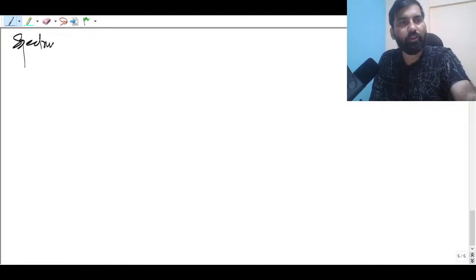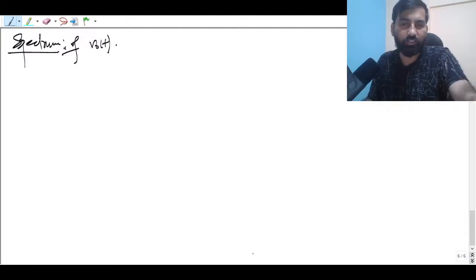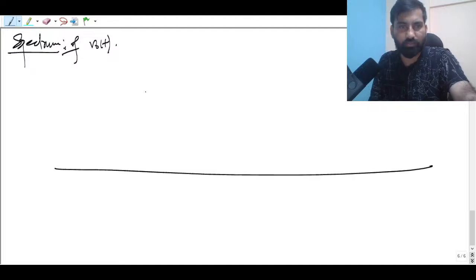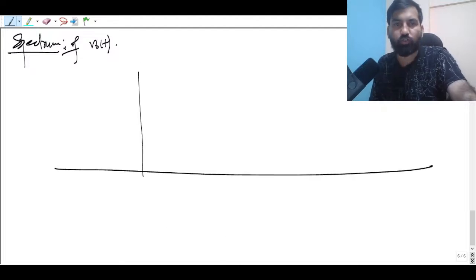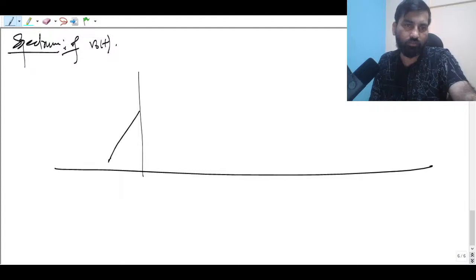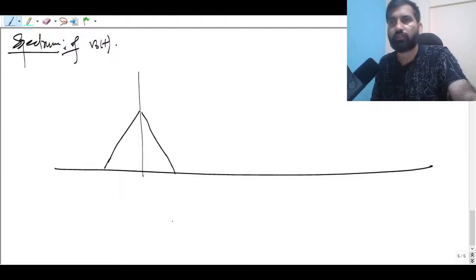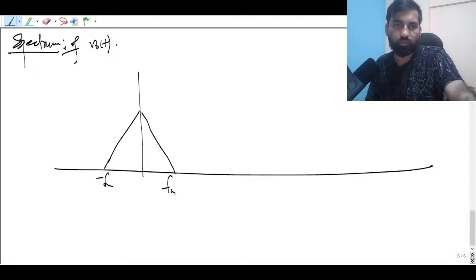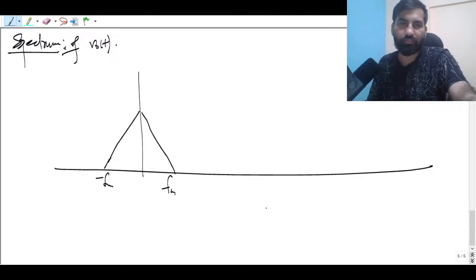Directly I will draw. I will not find that Fourier transform. Okay, spectrum of V out(t), which is in time domain. So you can say that it looks like this. Something is at low frequency, that is nothing but the message signal K1 m(t), from fm to minus fm. And there is also K2 m(t) square.